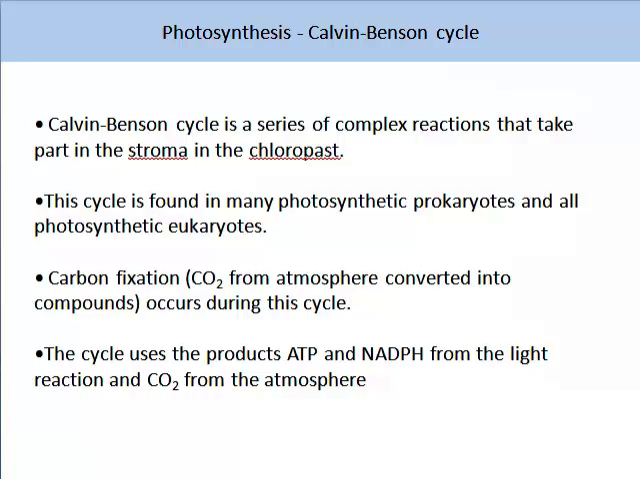The Calvin-Benson cycle is a series of complex reactions that take place in the stroma in the chloroplast. This cycle is found in many photosynthetic prokaryotes and all photosynthetic eukaryotes. Carbon dioxide, that is CO2 from the atmosphere, is converted into compounds, and this process occurs during the Calvin-Benson cycle. The cycle's inputs include products ATP and NADPH that are obtained from the light reaction of photosynthesis, and carbon dioxide from the atmosphere.